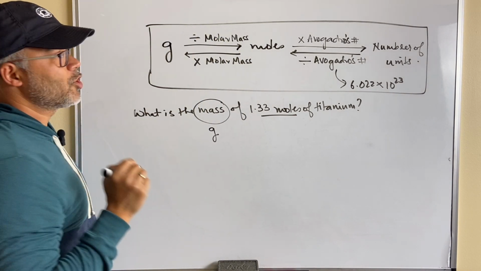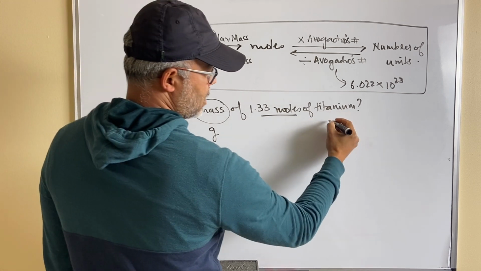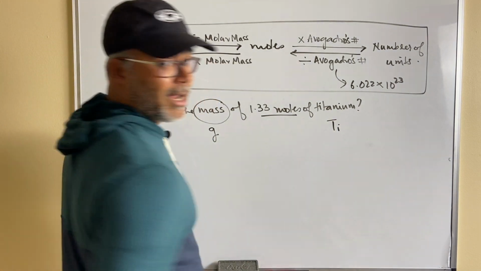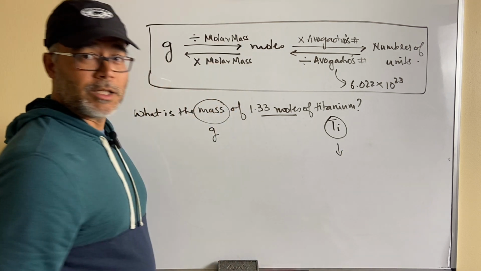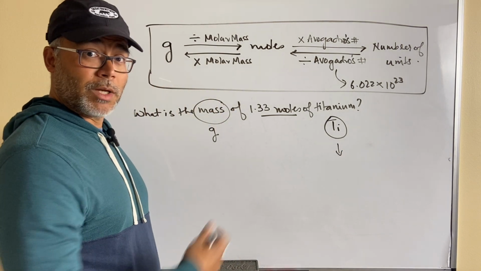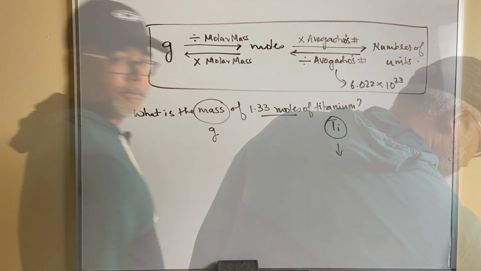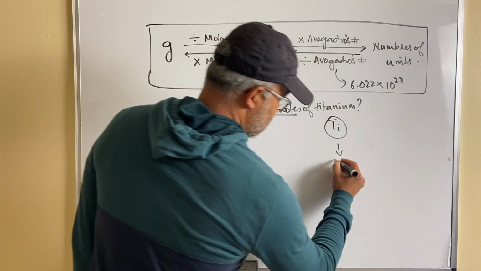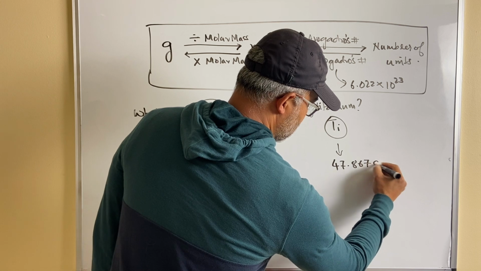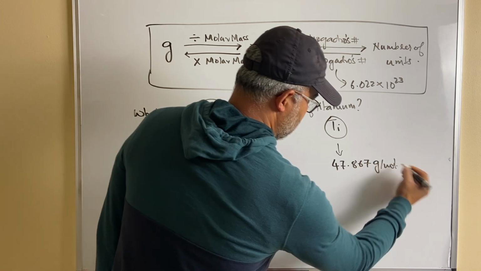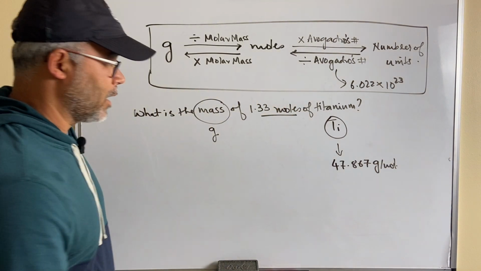So your first job is to find out what's the symbol of titanium, which is Ti, and then look at the periodic table to find out what is the molar mass of titanium. That's what I'm going to do now. So it turns out titanium is 47.867 grams per mole. That's the molar mass of titanium.